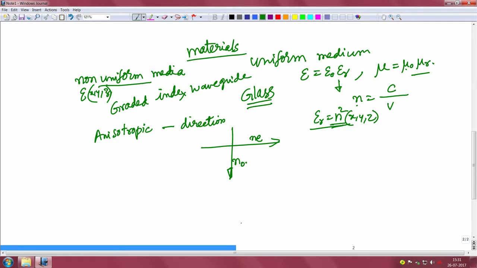A typical example of an anisotropic medium is a calcite crystal, where if you observe from a particular angle, it is possible for light to come in different directions, and you see what can be called a double refraction. Double refraction is a manifestation of anisotropy of the medium.